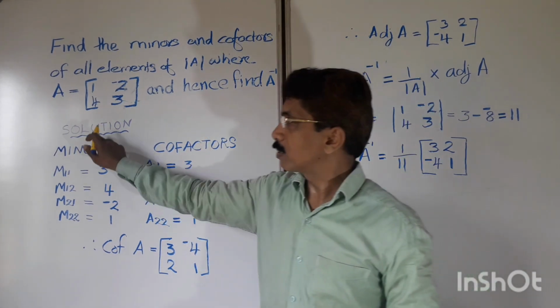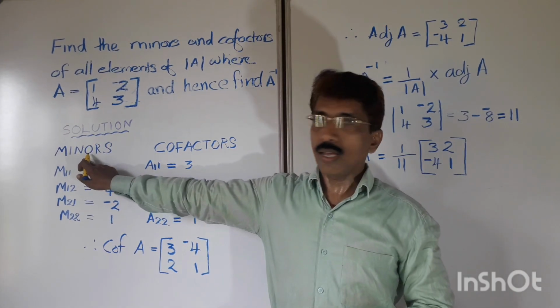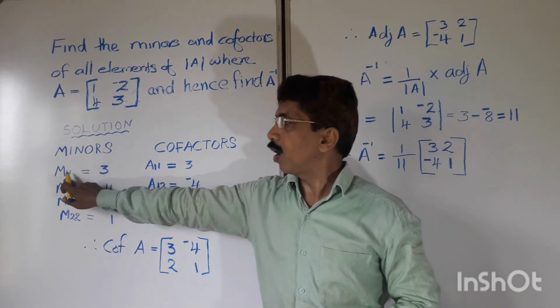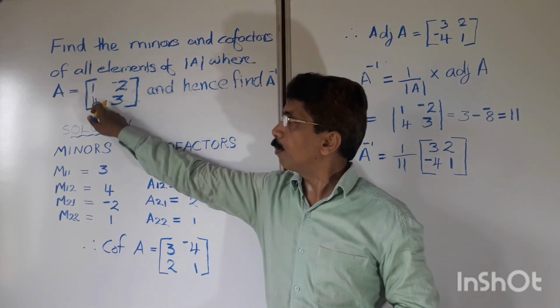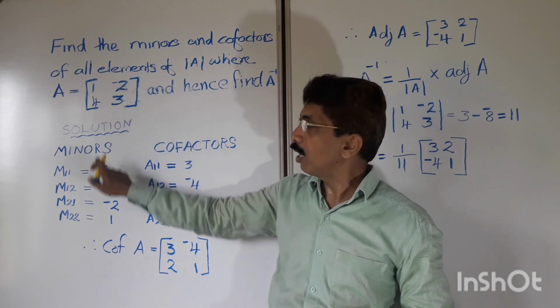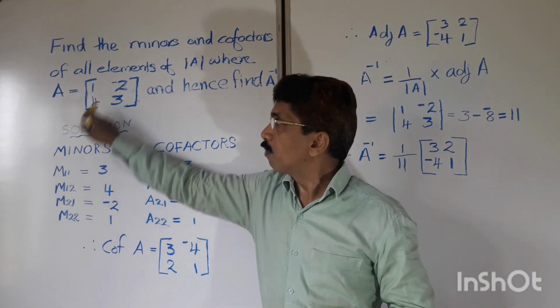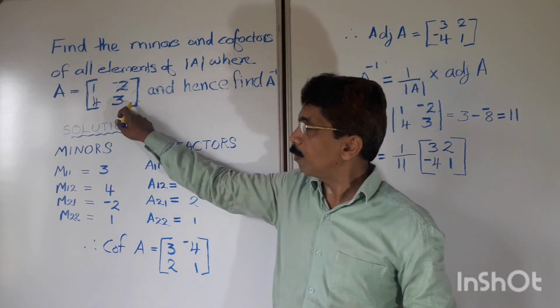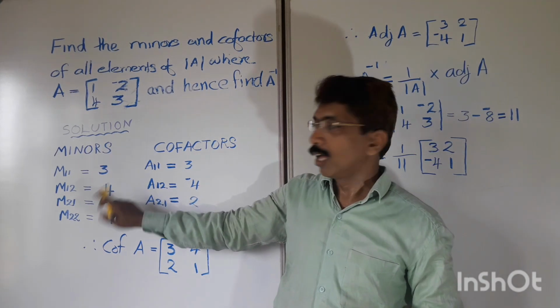First, I have written the minors and cofactors this way. Look here, M11, the first minor: avoiding the first row and first column, what element do you get? 3. That is the first minor. M12 means avoiding the first row and second column. What do you get? 4. That is M12.